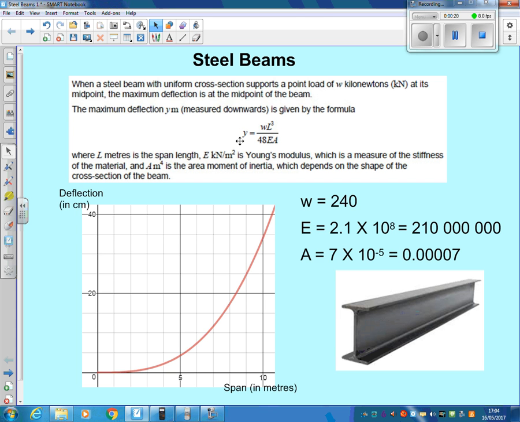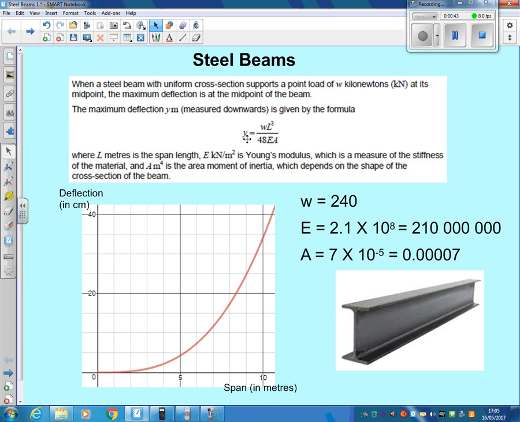Okay, now the first one we're looking at is what's known as a point load. A point load at the midpoint is as if all the weight that's resting on top of the beam is resting on the middle of the beam right there. It's not spread, it's all focused on that one point. And this is the equation that we get.